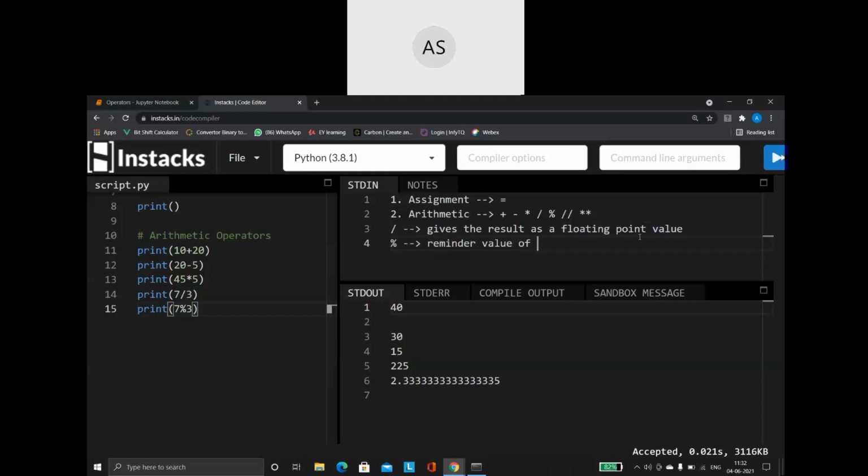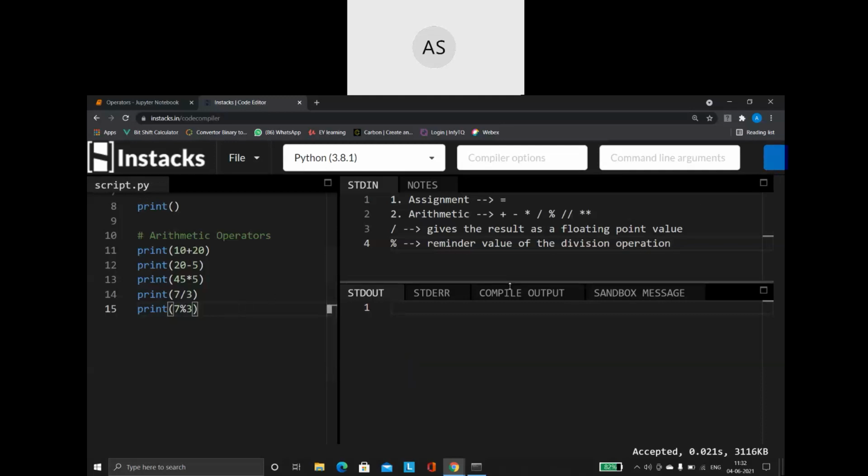Remainder value of the division operation. So always remember this very clearly. The modulo operator is going to give me the remainder value of the division operation. First it is going to do 7 divided by 3. I will be getting a quotient value and I will be getting a remainder value. So when I use the modulo operator, it is going to give me the remainder. See what happens. It is giving me the remainder as 1.